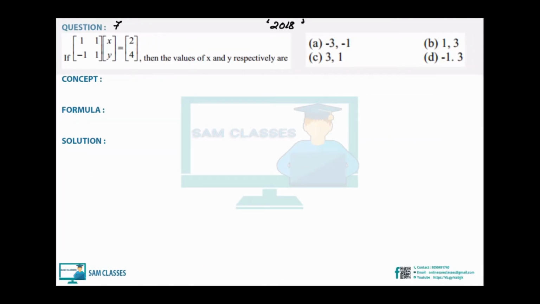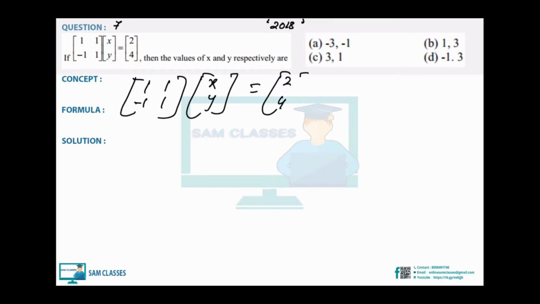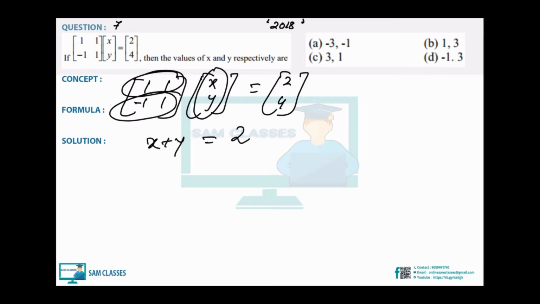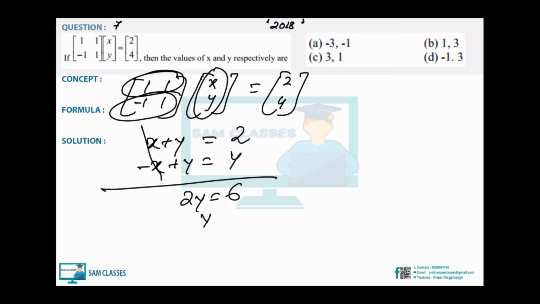Now students, this question is pretty simple. You just have to multiply. What we have is the matrix 1, 1, minus 1, 1, and you have to multiply with x and y, and that is equal to 2 comma 4. So if you see first row, first column, multiply, you'll get the first equation, x plus y equal to 2. Second row, first column, if you multiply, minus x plus y is equal to 4. Solve it, add them up, what do you get? 2y is equal to 6. So y will be equal to 3, students.